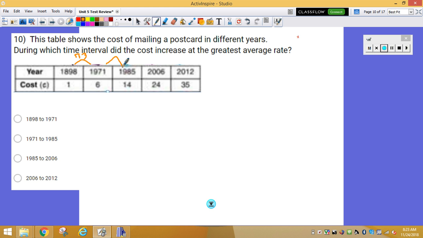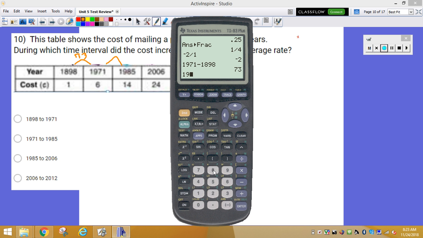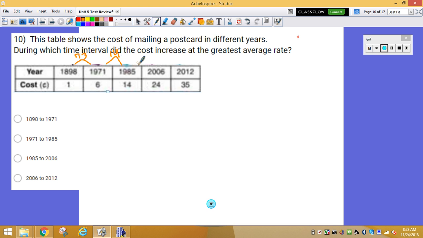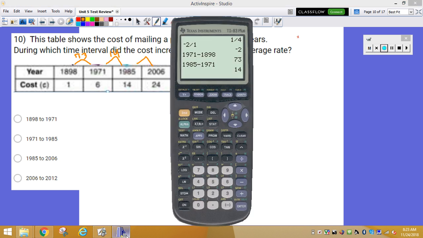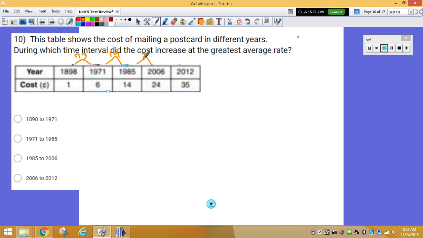We're going to do it again. From 1971 to 1985, so 1985 minus 1971, it went up 14 years. From 1985 to 2006, it went up 21 years. And last, 2006 to 2012 is 6 years.